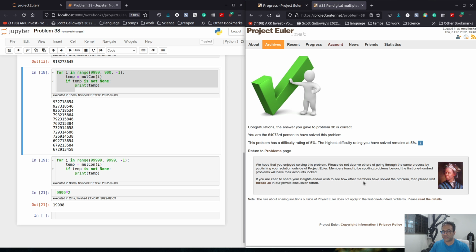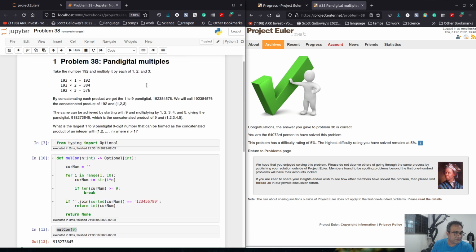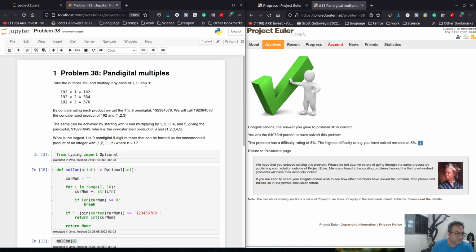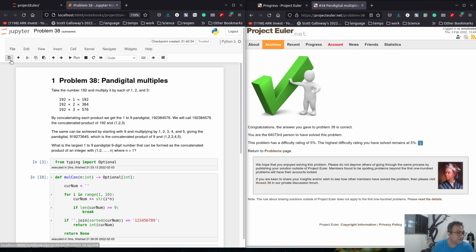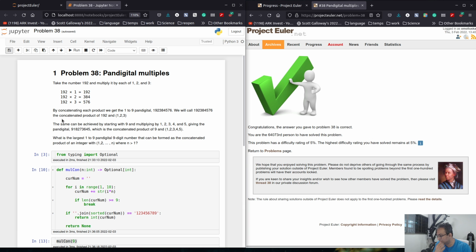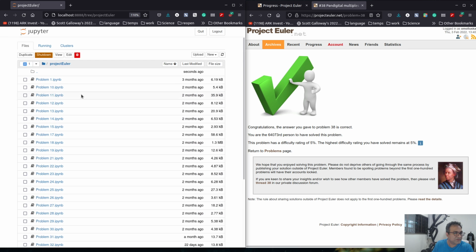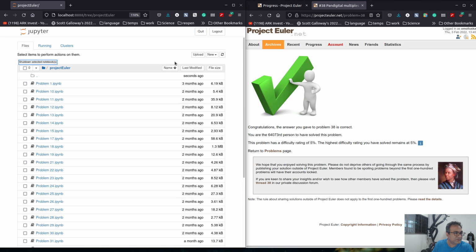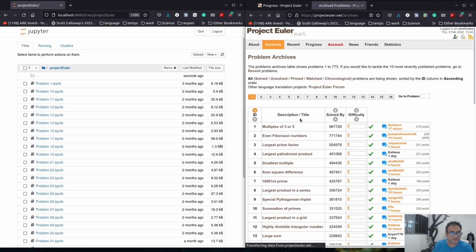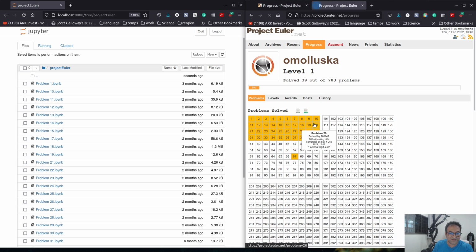All right, so this one was pretty easy. Okay, that's it. So let us save this, and let's try to solve one more problem, because this one was really very easy. Let us shut this down and we'll create a new one. Project Euler, archives, progress. Okay, 38. Let's try 39.